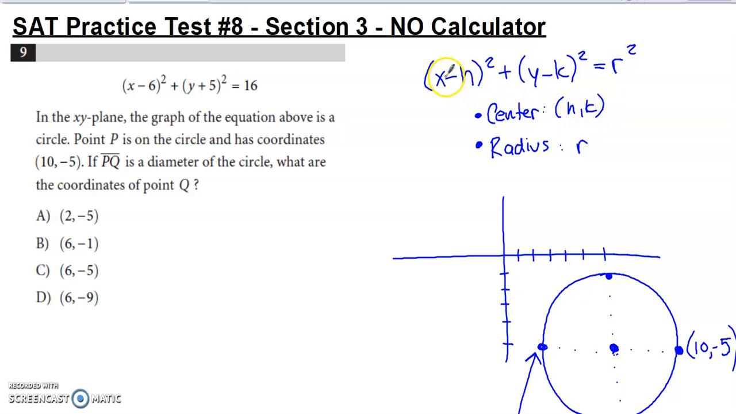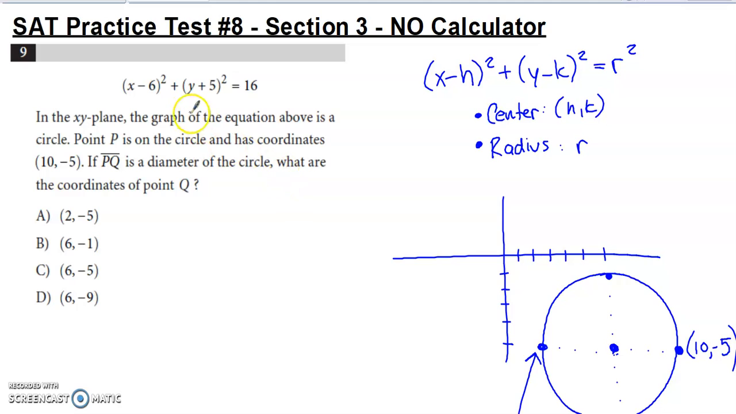What you have to watch out for is you do notice subtraction. So the subtraction here in front of the h does not indicate the sign of the x coordinate of the center, right? We have positive h for the x coordinate of the center. We have positive k for the y coordinate of the center. And then the number that's over here, that is not the radius, that is the radius squared.